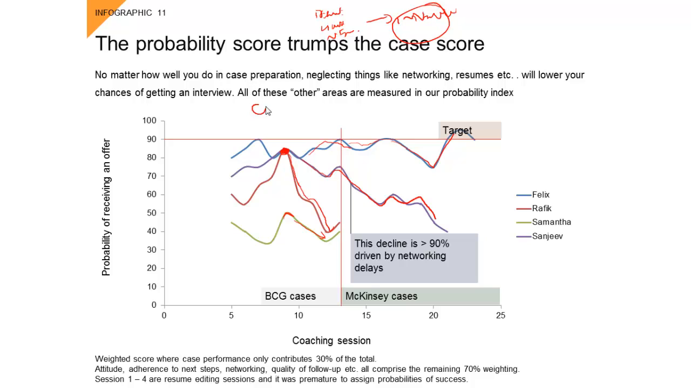If you're just focusing on cases, but not on getting the interview, you have a problem. If you just focus on getting the interview and not on cases, you have a problem as well. But I really am willing to give people the benefit of the doubt if they start off just focusing on getting the interview, provided they eventually get to focusing on cases, right? Probability score, far more important than your case score, right? So make sure you're keeping control of everything.